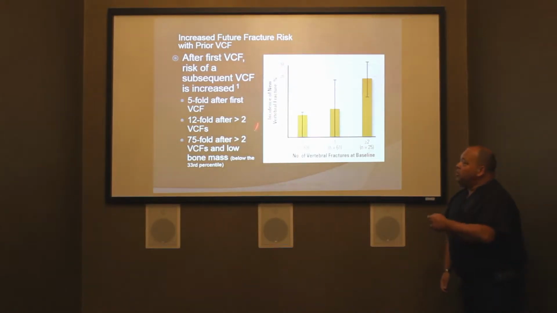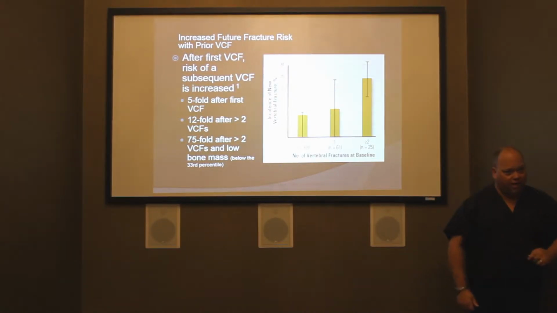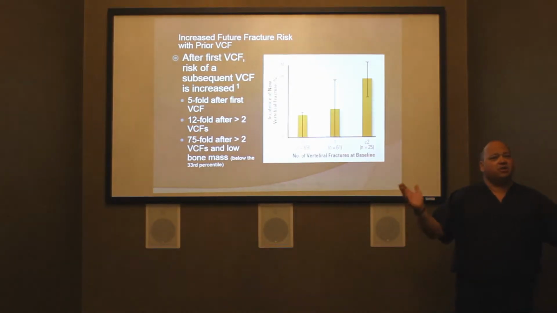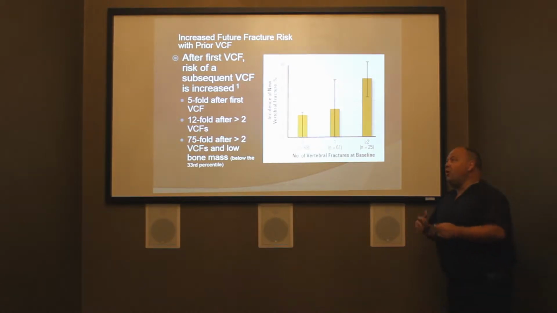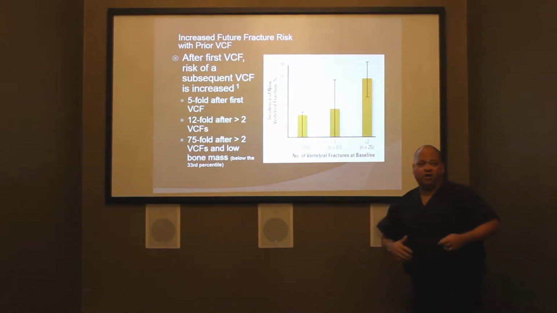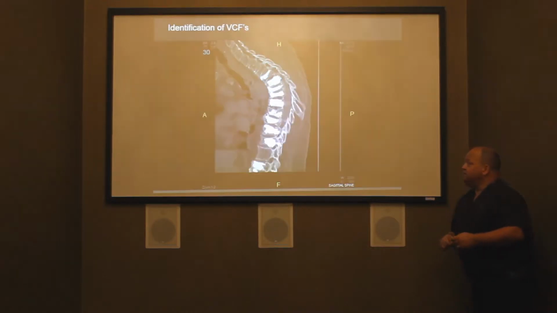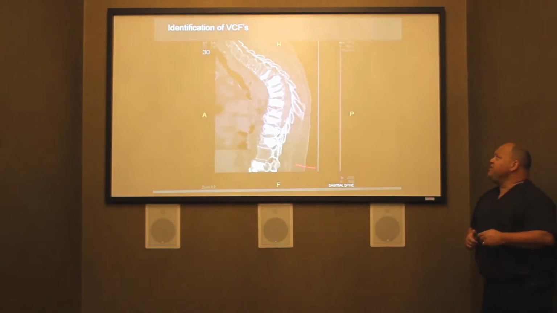Break 2 bones, welcome to the 12 times more likely. You break 3 or more, you're 75%. You might as well tell them, look, you will break another bone. It's just a matter of time. So the whole idea is we're trying to prevent those breaks from occurring, but if they do occur, then let's try to prevent further breaks, whether it be a hip, a shoulder, a pubic ramus bone, whatever the case may be. So how do we find these?